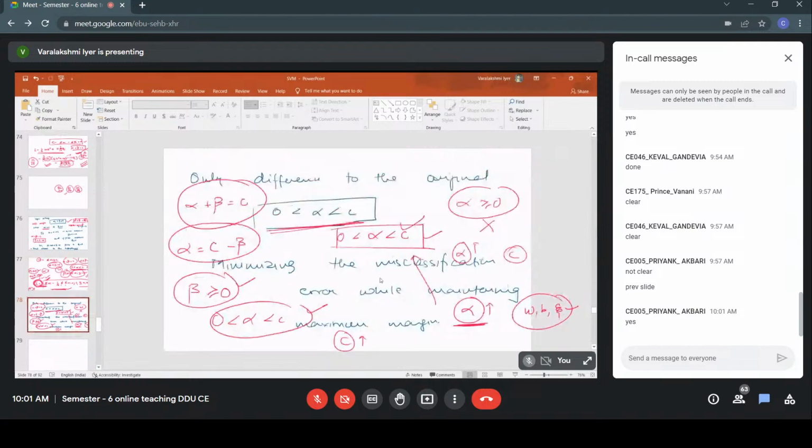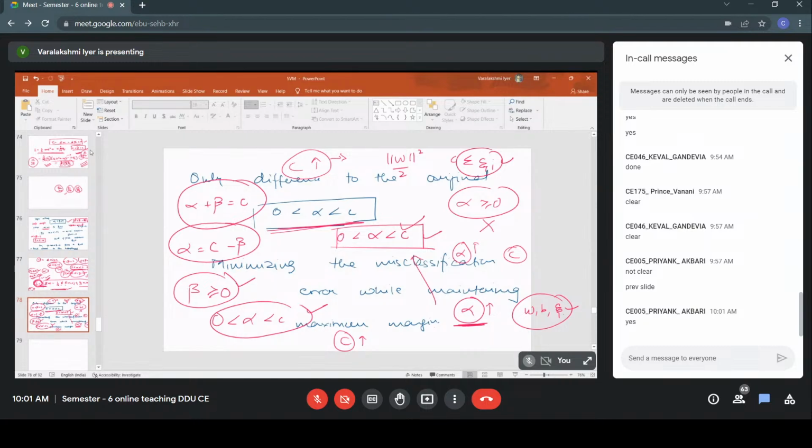And what is C? C is a regularization parameter that we choose in order to create a trade-off between the margin error and the misclassification error. Margin error is W square by 2 and the misclassification error is sigma C zeta i. This is the trade-off that we get between both the values.